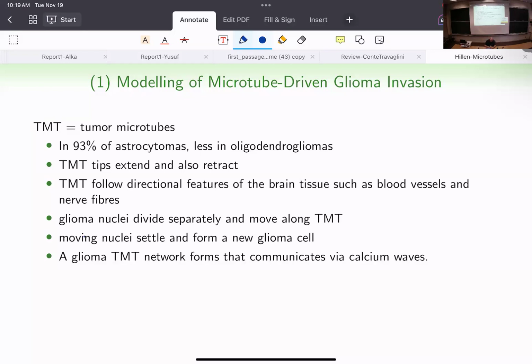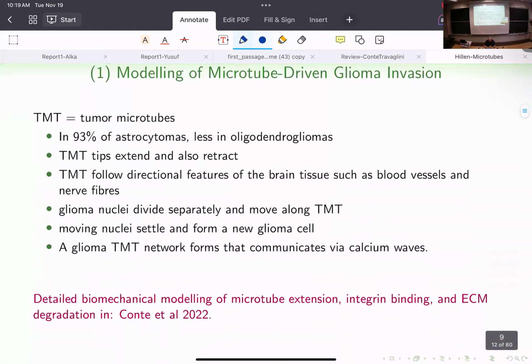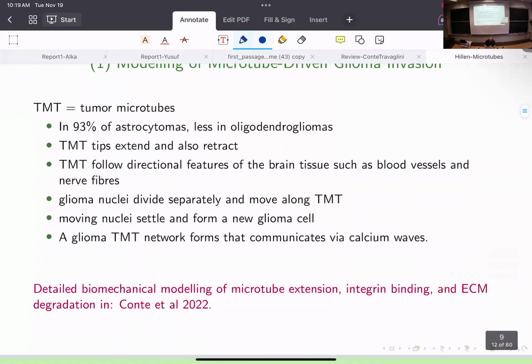Glioma nuclei divide separately, and then they are transported along these tumor microtubes. And then they settle somewhere and they form new tumor bulk cells. And then a glioma tumor microtube network forms and communication via calcium waves then is possible. Okay. So there is a recent paper by Martina Conte in 2022, where she looked at the detailed biochemical modeling of the microtube extension. But our approach is a little bit different.